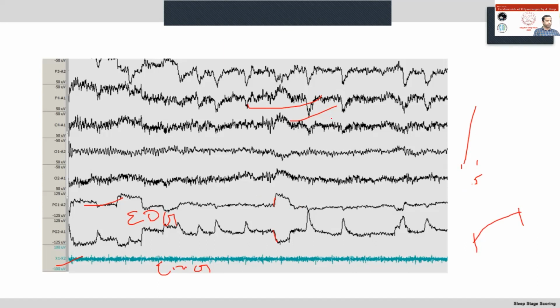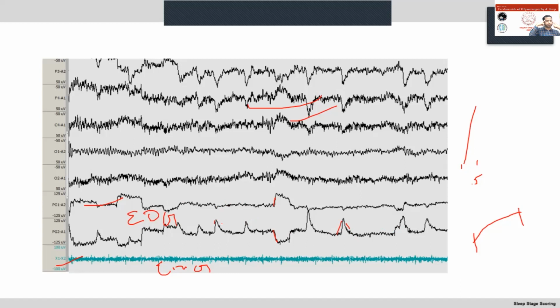Okay. So this is desynchronized EEG, and in the EOG there are blinks. You can see these are the blinks. So why are blinks appearing in the EOG electrodes, and why? Because you place the electrodes up and down like that. According to AASM, you have to place the electrodes like this.